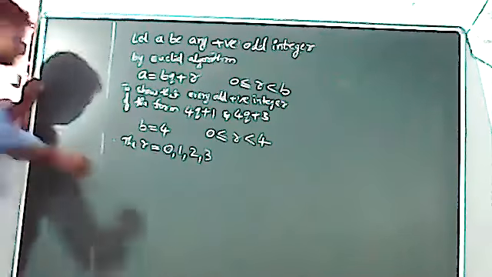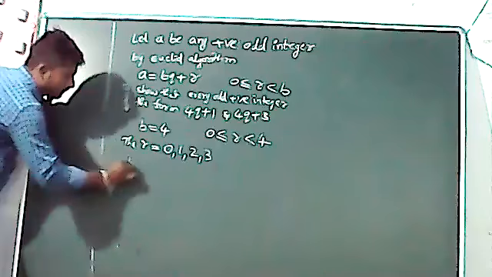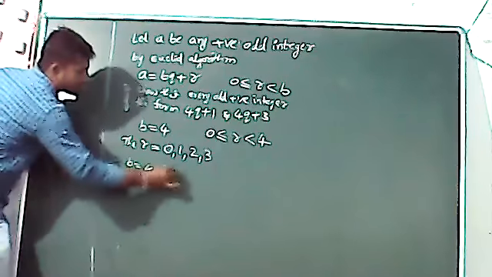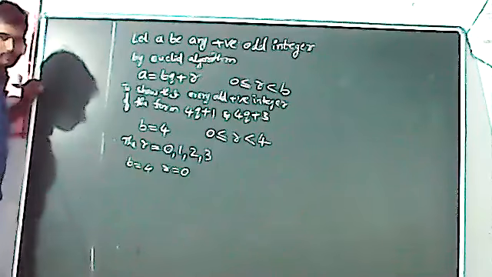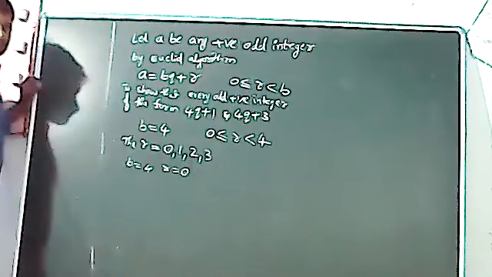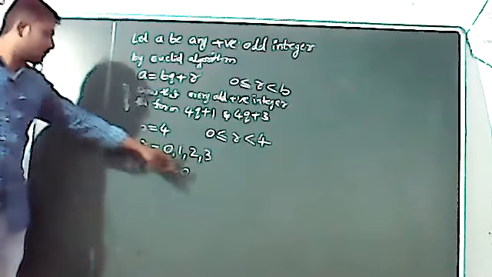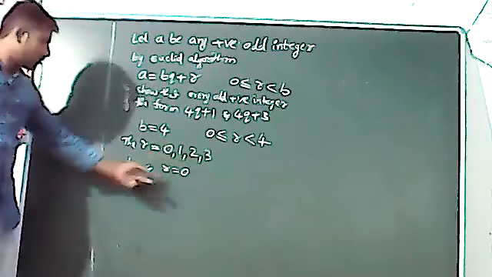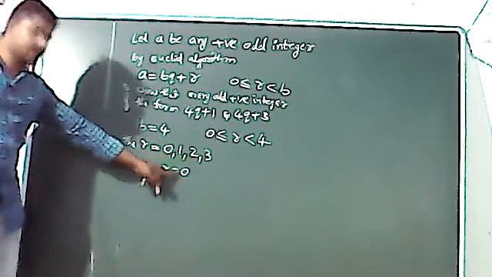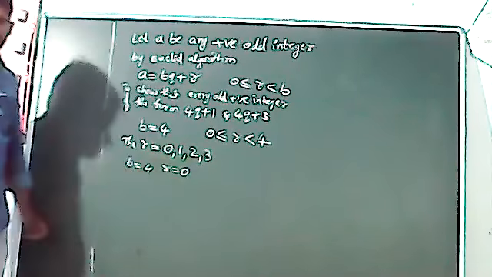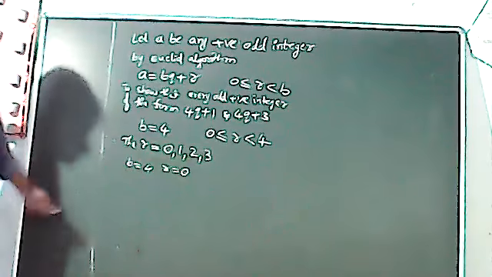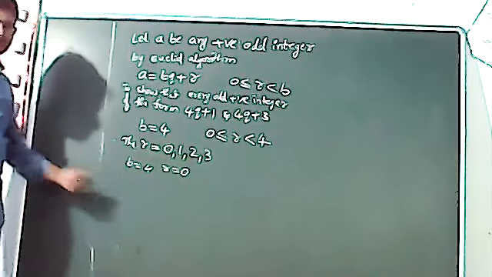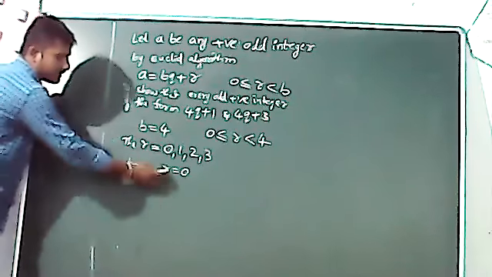How can we find out? See here. First b is equal to 4 and r is equal to 0. For r we get 4 different values: 0, 1, 2, 3. So at each step we need to substitute the r value 0 one time, 1 one time, 2 one time and 3 one time. First step, b is equal to 4 and r is equal to 0.